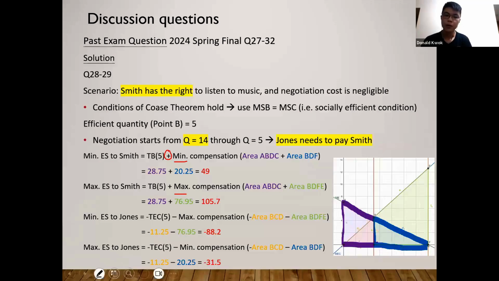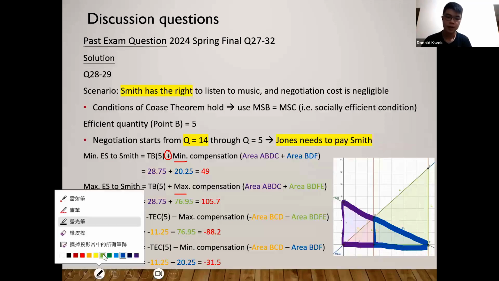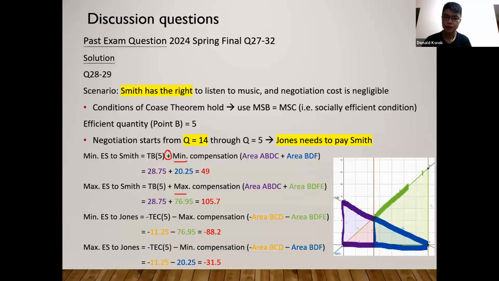Okay, so what about the maximum compensation? It will be constrained by this green trapezium. And this green trapezium is actually the total external cost suffered by Jones from Q equals 5 to Q equals 14. If the compensation is even greater than this green trapezium, then Jones would just choose to suffer from the loud music and not negotiate with Smith. So this is why the maximum compensation is constrained by this green trapezium.